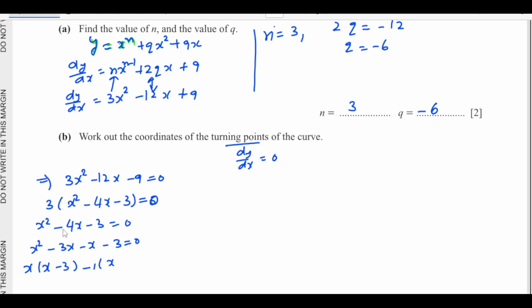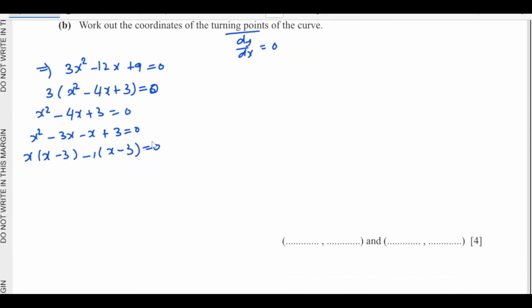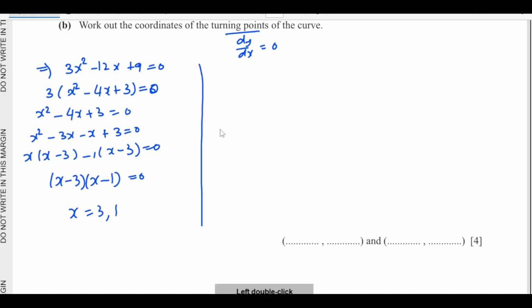Sorry guys, it's plus here, so then here will be plus 3. Okay, so then we have x minus 3 and x minus 1 is 0. So x is 3 and x is 1. Now we have the values of x.